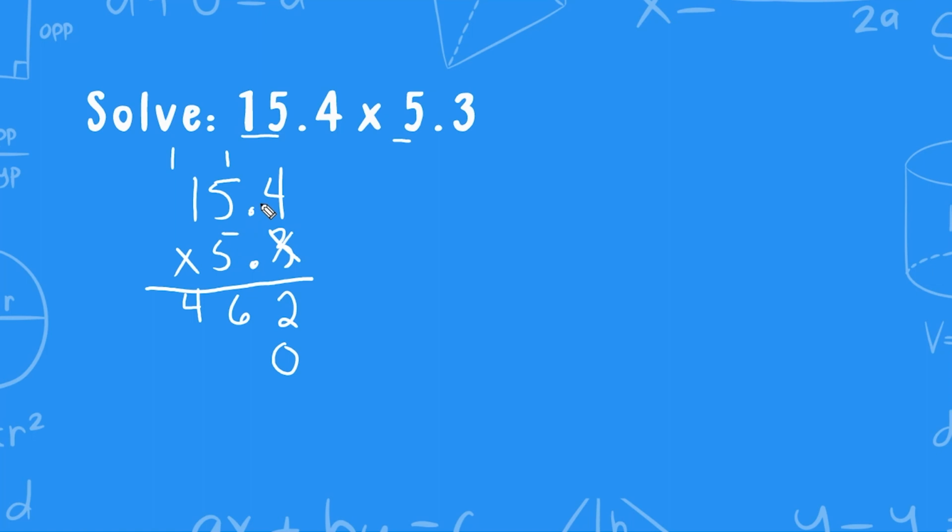Now we multiply 5 times 4, which is 20, and we carry a 2. 5 times 5 is 25, plus 2 more is 27, so we put a 7 and carry the 2. And 5 times 1 is 5, plus 2 more is 7. And now we add our digits together, which we have 2, 6, 11, and 8.